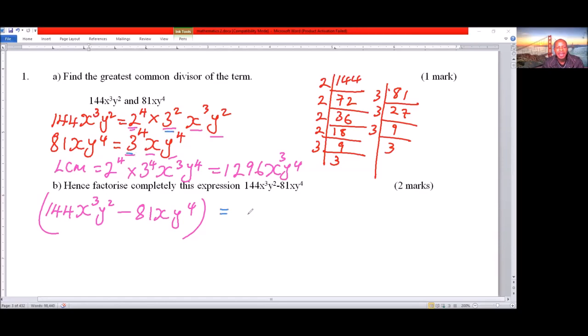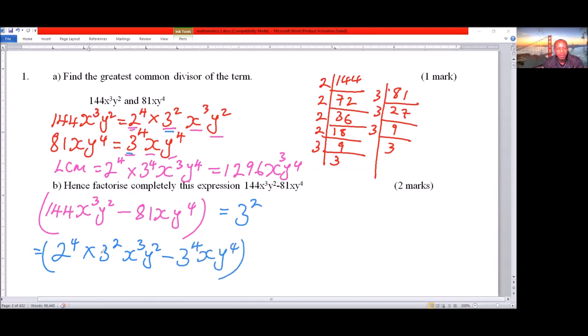So we can say 3 squared is common for both. Then you can say here you have, okay, we can write this using the factors. So this is equal to 2 to power 4 multiplied by 3 squared x cubed y squared minus 3 to power 4 x to power 1 y to power 4. So we want to factor out what is common.